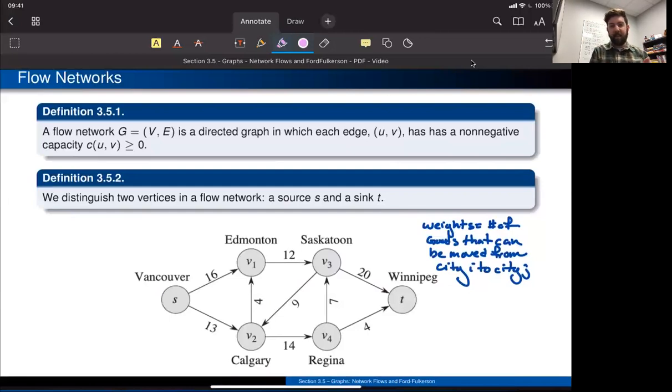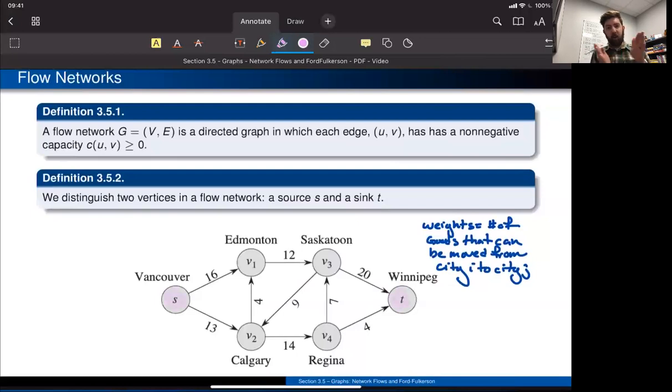Anytime you have things that need to go from a source to a sink, you naturally have a flow network, and that's exactly the notation I'm going to use here. Vancouver, I'm going to label as a little s, which is my source. Over on the right, I have Winnipeg, which is my sink. Unfortunately, source and sink both start with an S, so we typically write the source as S and the sink as T. Between those two, you can see we have a variety of other cities, which are just represented as other vertices.